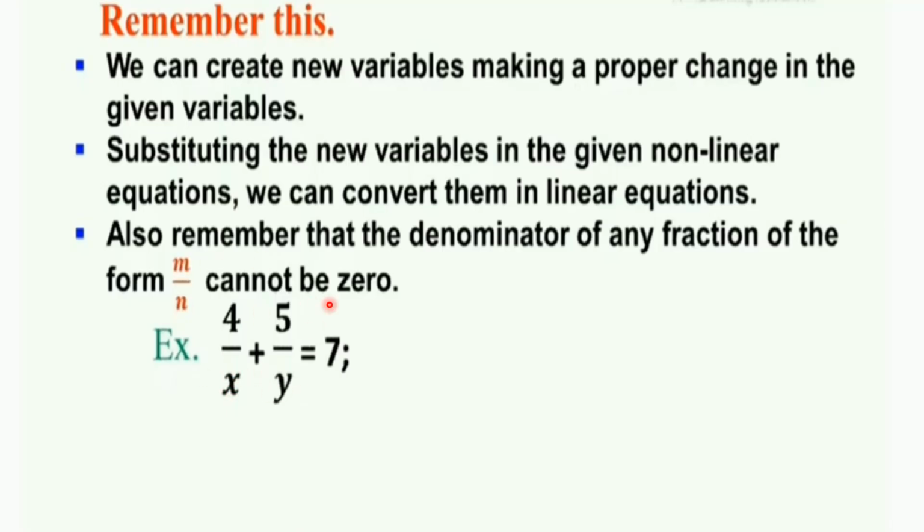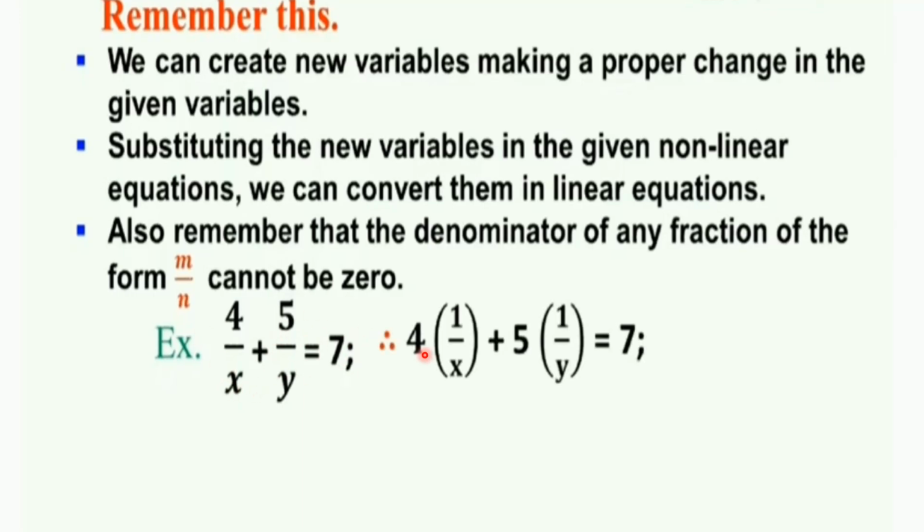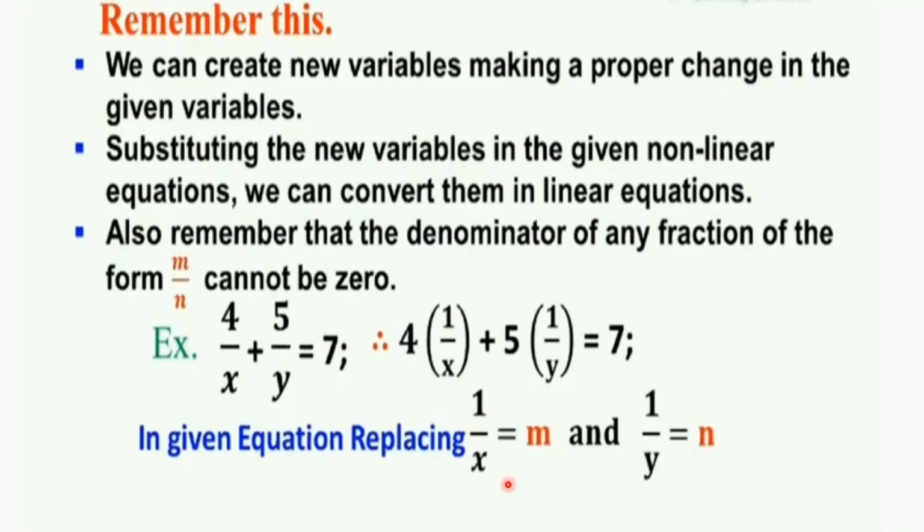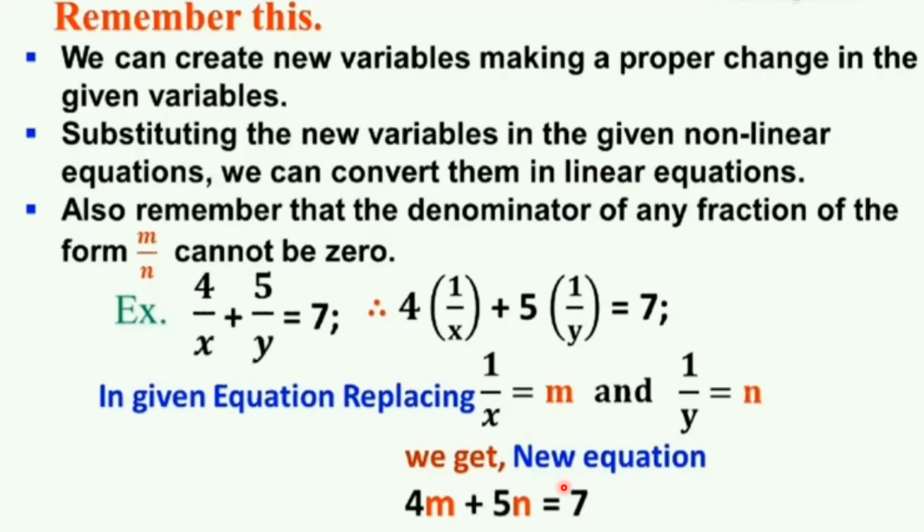Then this equation will not be a linear equation. Then it tends to be a not defined form. Therefore, if I take this equation of the form 4 into 1 over x plus 5 into 1 over y is equal to 7, here I am going to substitute this 1 over x and 1 over y with some other variable, that is, a new variable. If I take 1 over x to be m and 1 over y to be n, then I am going to replace these new variables in the equation. Then I am going to get a new equation as 4m plus 5n is equal to 7.